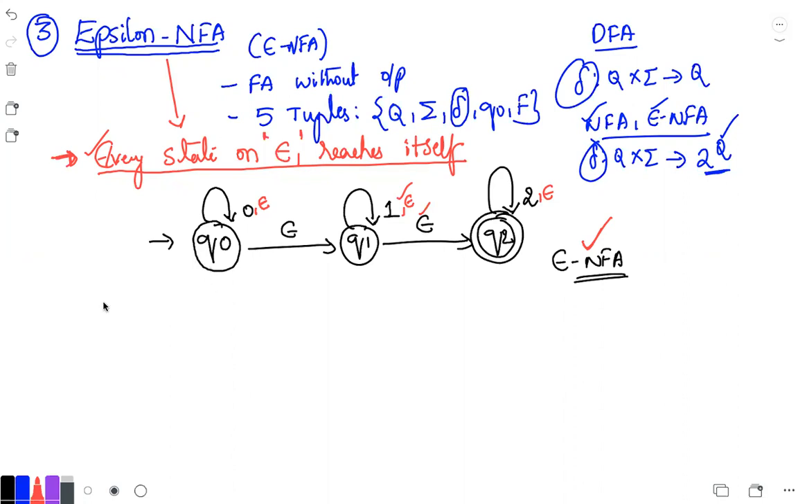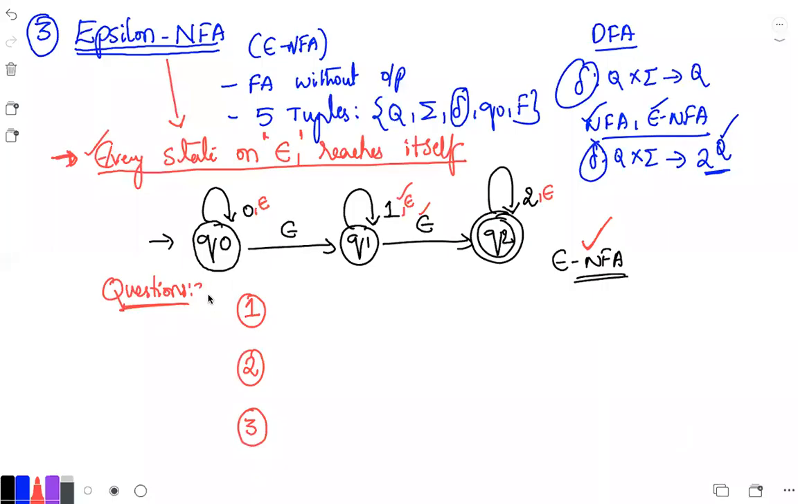Now coming to the exam point of view, the questions that can be asked over the epsilon NFA are three models. We have three models of questioning for this thing. So the first methodology is string acceptance. Over the epsilon NFA, you are given an input string and you check whether the string is accepted or not. And the second methodology is epsilon NFA to a normal NFA conversion.